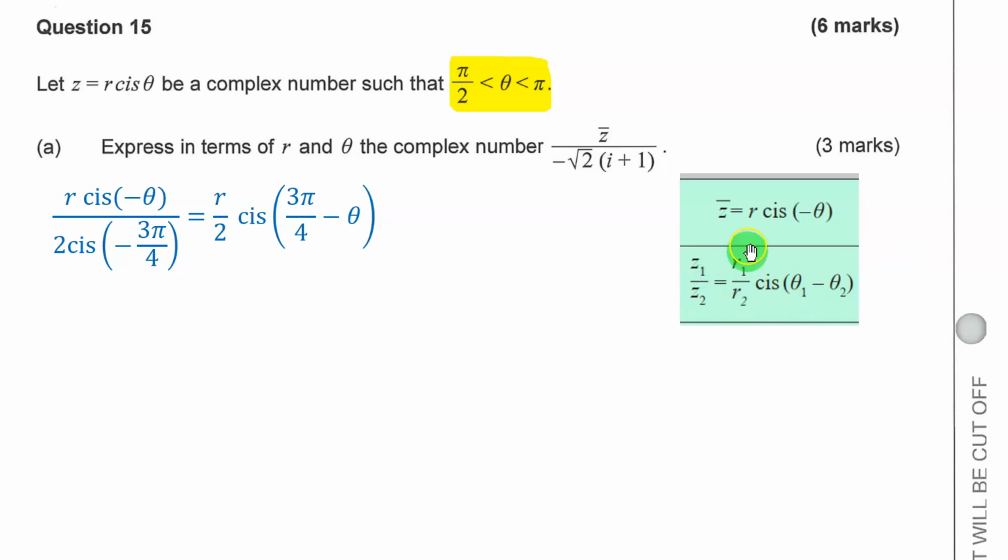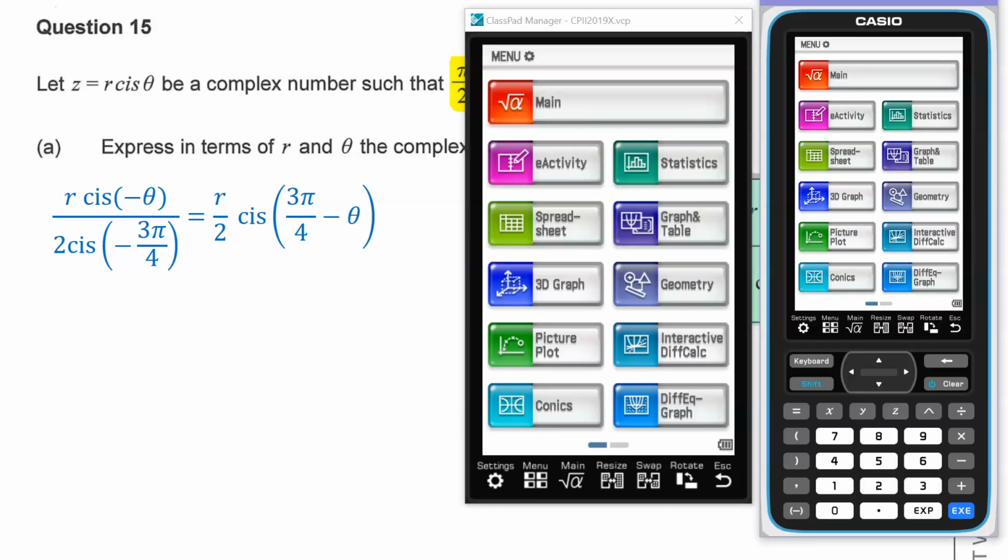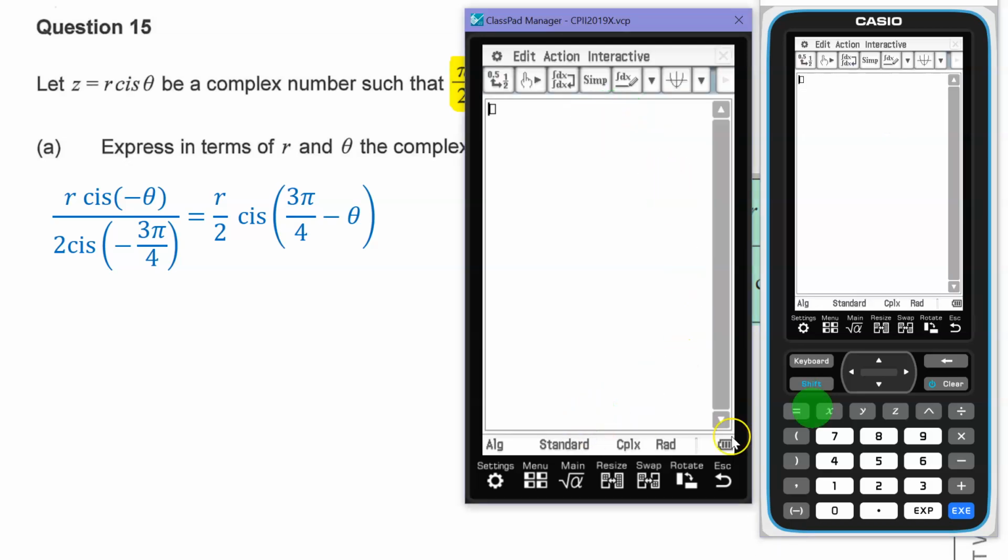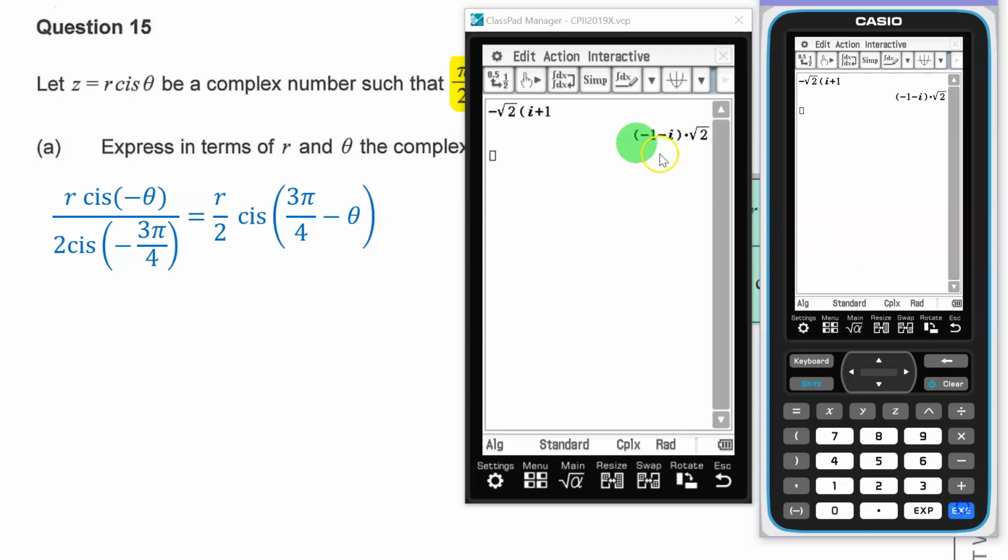We divide the moduli and subtract the arguments, but the only tricky thing for the 3 marks might be working out negative root 2i plus 1. If you wanted to use your calculator because you are feeling a bit lazy, then we could do this. So we'd have negative root 2 in brackets, then I plus 1, so shift, dot, plus 1, press go, and then action, complex to trig form, and poof, there it is, 2 cis negative 3 pi by 4. But anyway, we've done that over here, 2 cis negative 3 pi by 4.